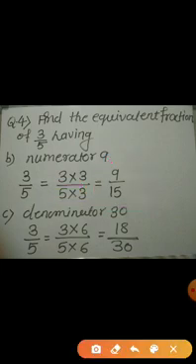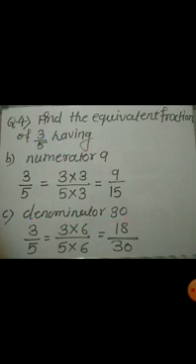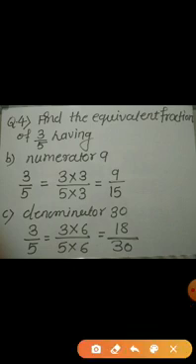Similarly, you can find out the equivalent fraction of 3 by 5 having denominator 30. Now to get the denominator 30, we need to multiply the denominator 5 by 6. So when we multiply both numerator and denominator by 6, we get the denominator 30. So 18 upon 30 is the equivalent fraction of 3 by 5.